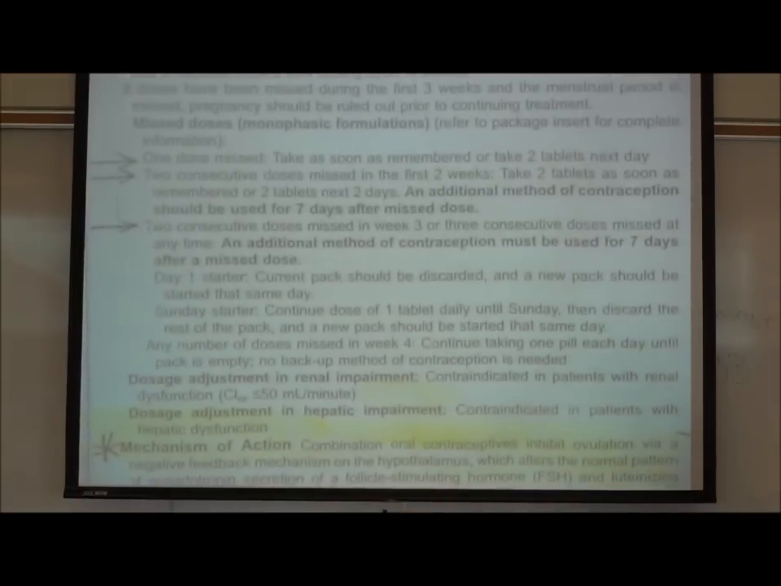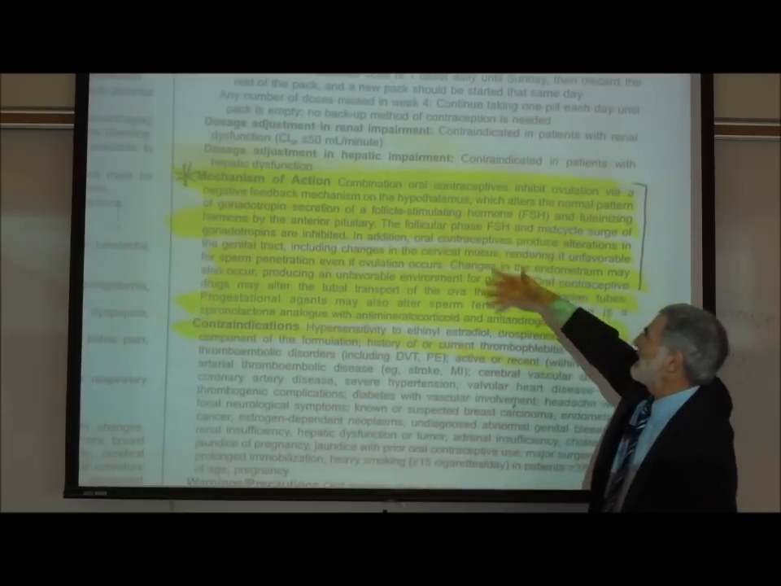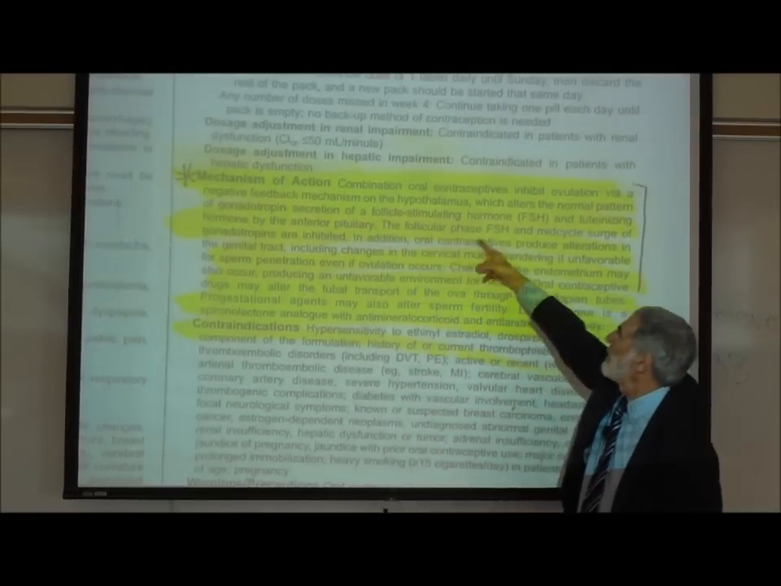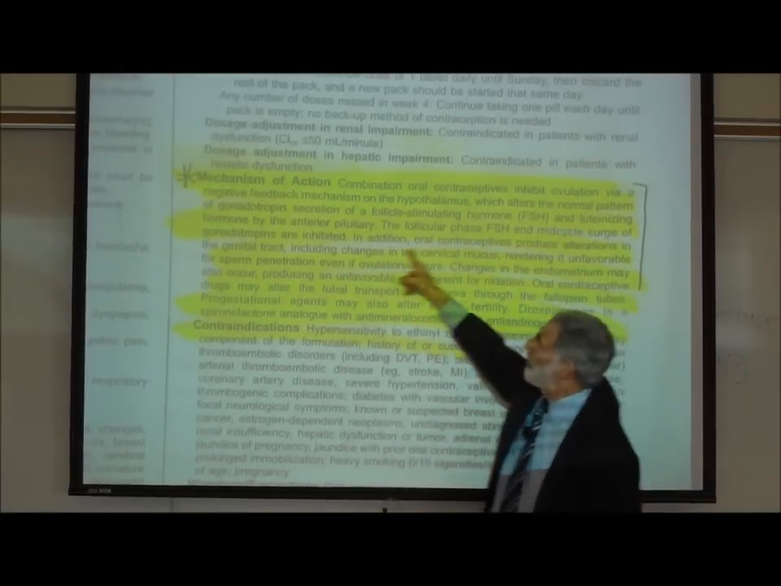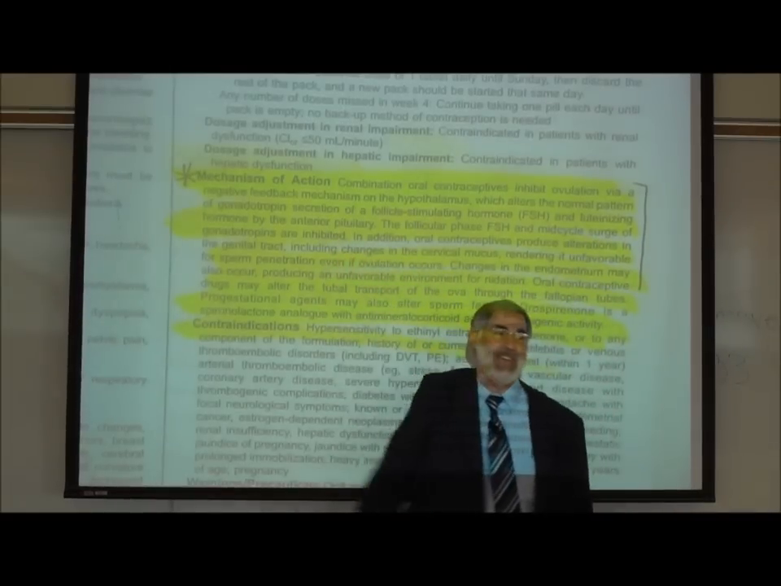If you look on the next page, it indicates, at least with this particular brand, what you do if you forget to take a pill. If you miss one, if you forget to take it once, or if you forget to take it twice. If we look at the mechanism of action, it describes exactly what we've been talking about. What do these oral contraceptives containing estrogen and progesterone do? They inhibit ovulation by a negative feedback mechanism on the hypothalamus, which alters the normal pattern of gonadotropin, that means FSH and LH secretion, of follicle stimulating hormone and luteinizing hormone by the anterior pituitary.